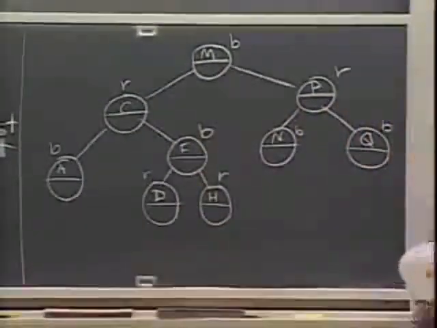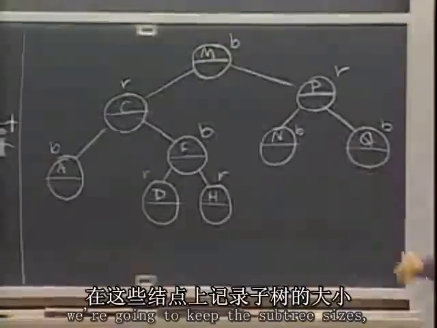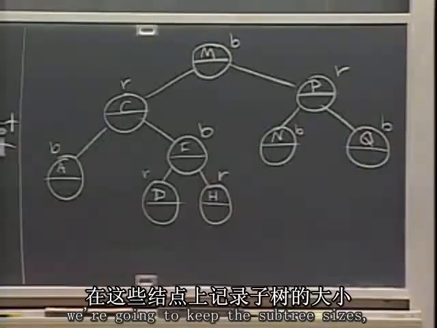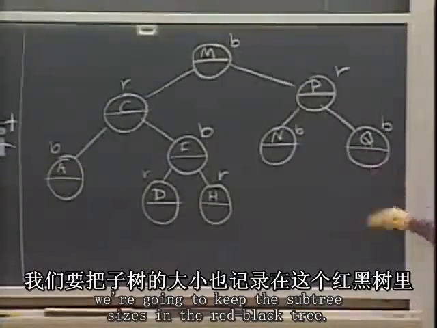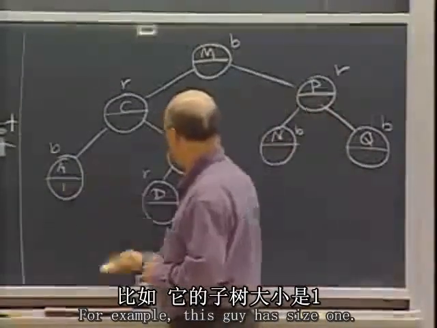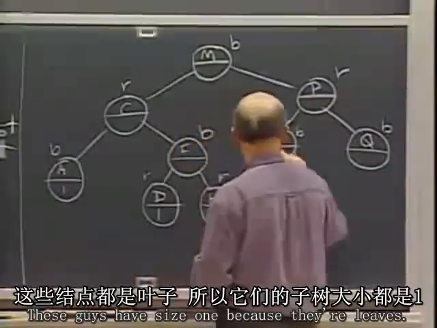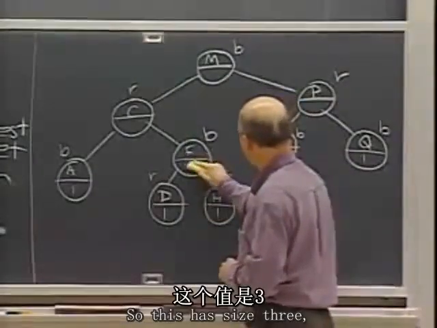So good. The idea here now is that we're going to keep the subtree sizes. These are the keys that are stored in our dynamic set. We're going to keep the subtree sizes in the red-black tree. So for example, this guy has size 1. These guys have size 1 because they're leaves. And then we can just work up. So this has size 3.